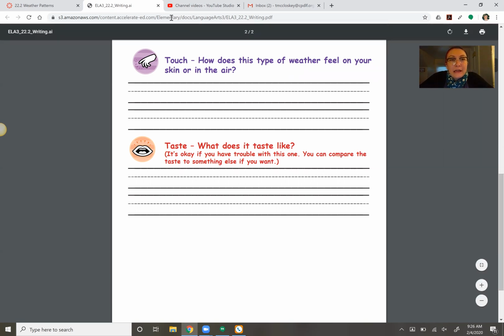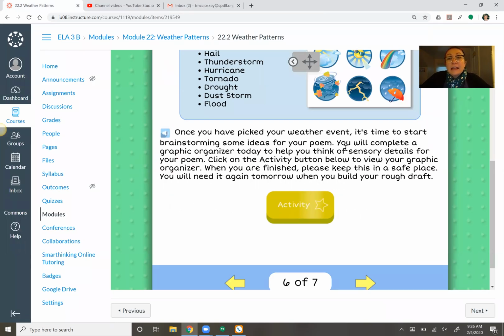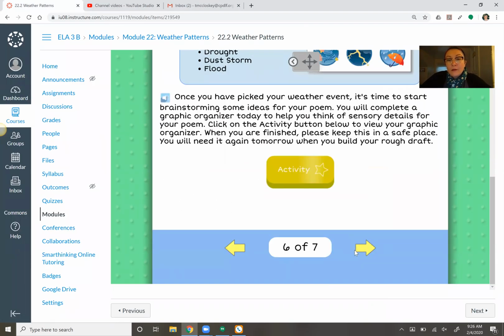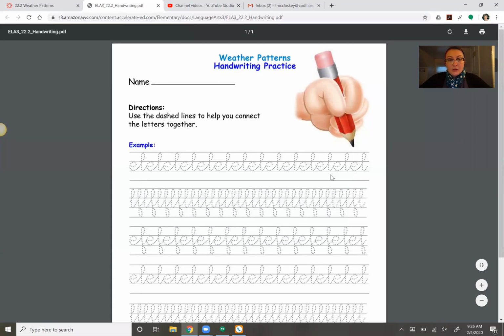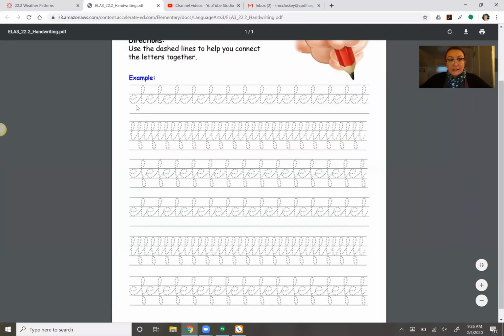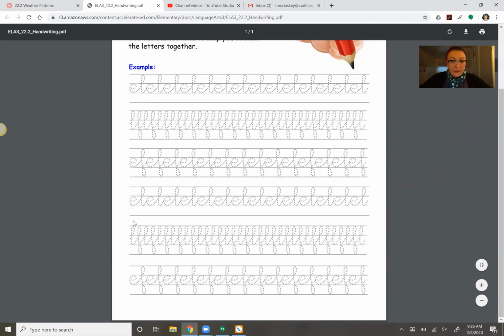And I'm going to collect this for your weekly work. So make sure you turn this in and then save it because it'll be helpful when you write your rough draft tomorrow. And then handwriting, and I'm not collecting this. This is on your time to work on connecting E and L, L and F, E and F, E and L and F, and E and F.